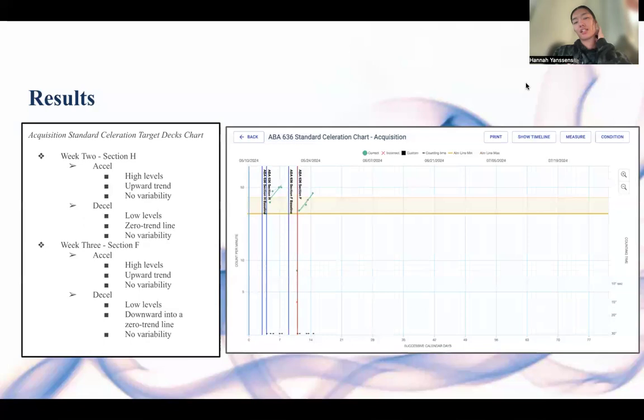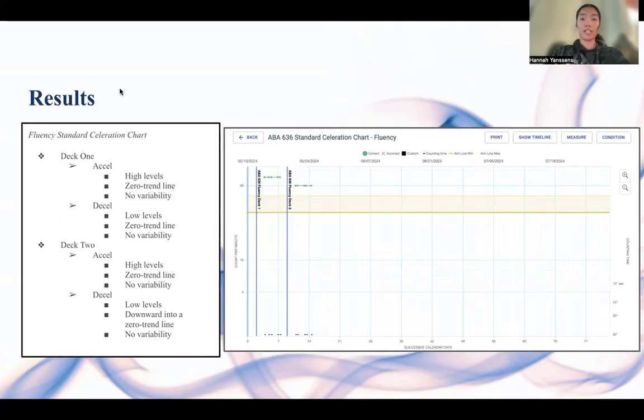Looking at the acquisition standard acceleration chart on the left-hand side here, we have section H's data right here. And for the ACell, you can see that there's high levels with an upward trend and no variability. And the same assessment and data analysis can be applied for the ACell scores for section F right here on the right-hand side, again with high levels and upward trend and no variability. And then looking at the bottom right here with the black dashed lines for both section H and F, we can see that the decel scores show low levels and a zero trend line with no variability.